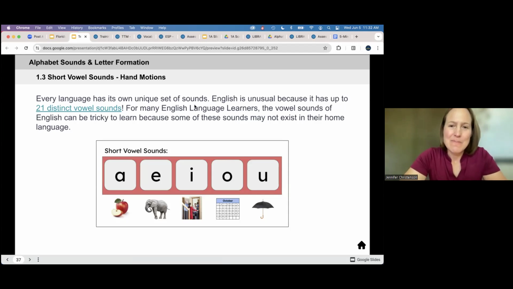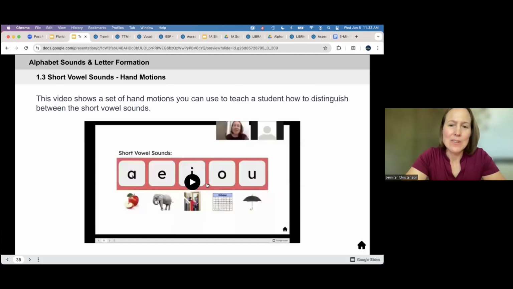I'll start by pointing out, you may not have thought about this before, but English actually has up to 21 distinct vowel sounds. That's pretty unique, because a lot of other languages don't have that many. For example, in the Spanish language, there are only 5 vowel sounds: a, e, i, o, u. But in English, we have up to 20 vowel sounds. There are more, and I'm not going to be able to list them all here. But the point is, some of the sounds in English may not exist in the home language your students speak, so it's tricky for them to get all those sounds down. This is a video that shows how you can help students learn the short vowel sounds. I'll play that for you here.